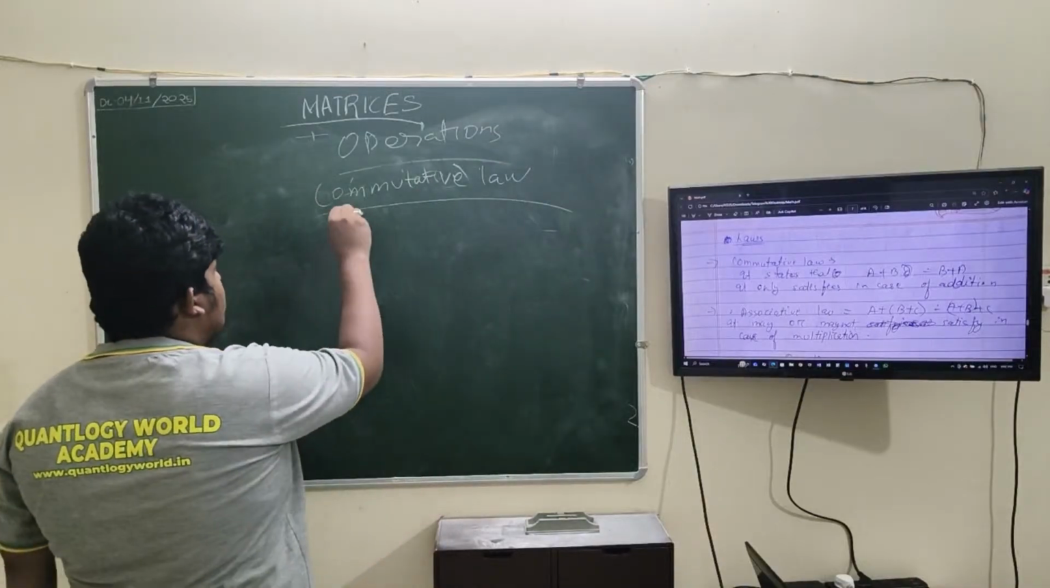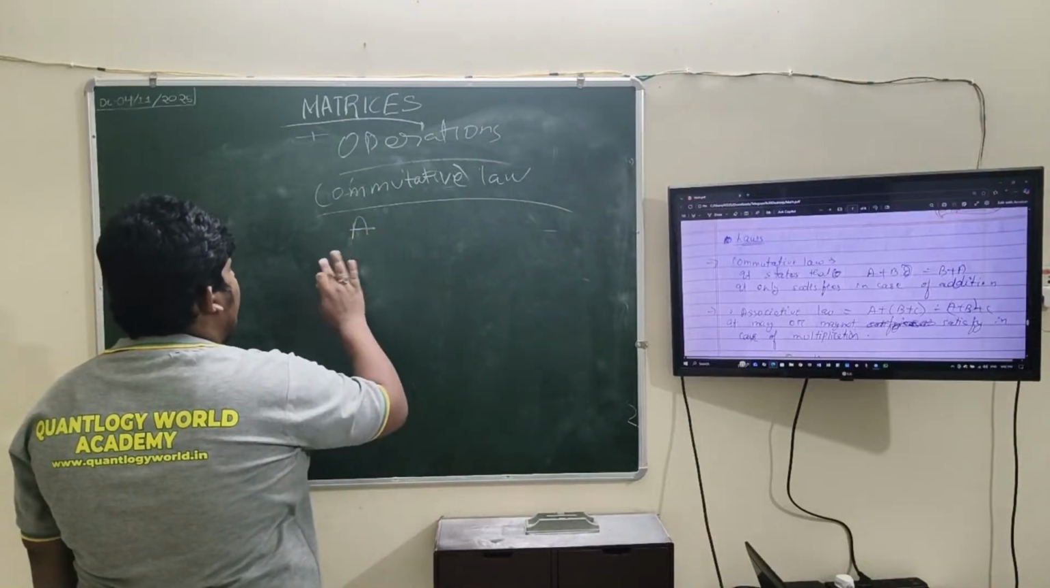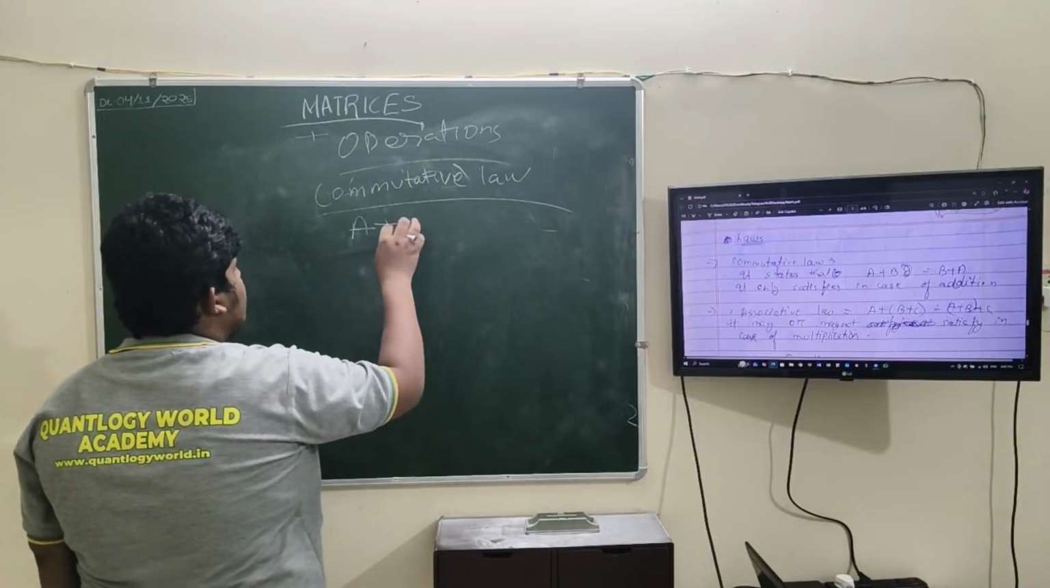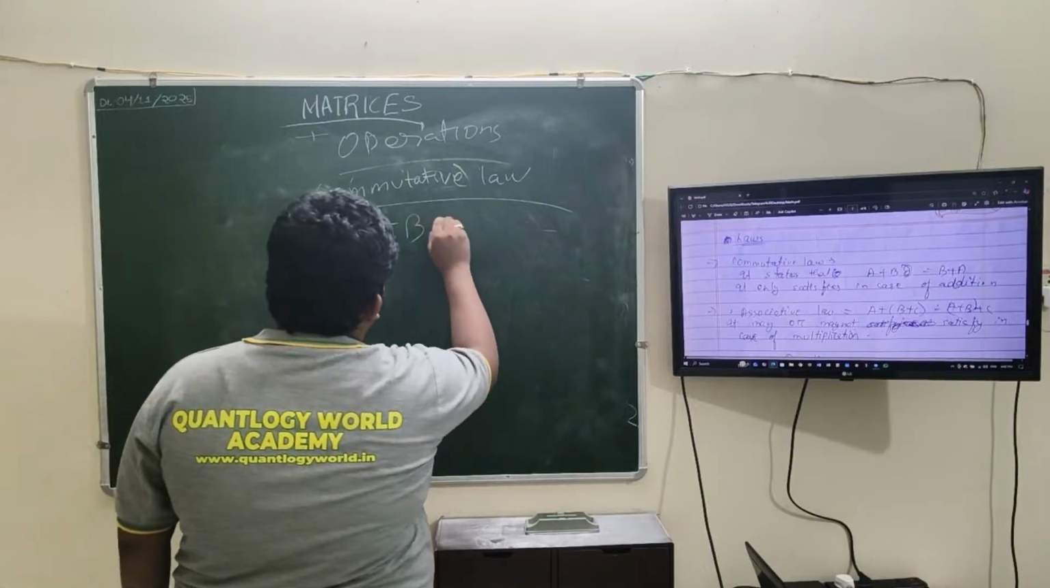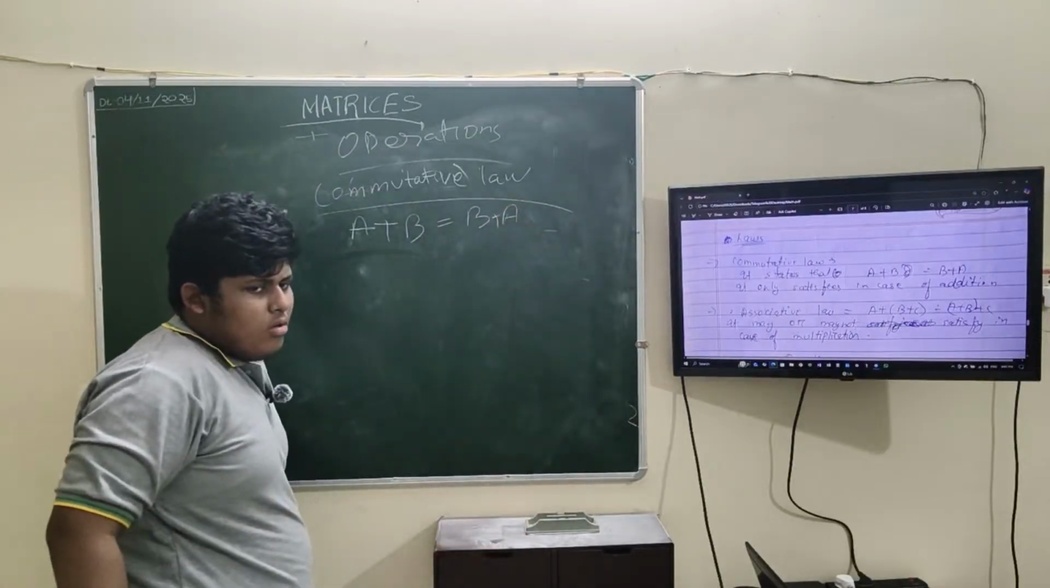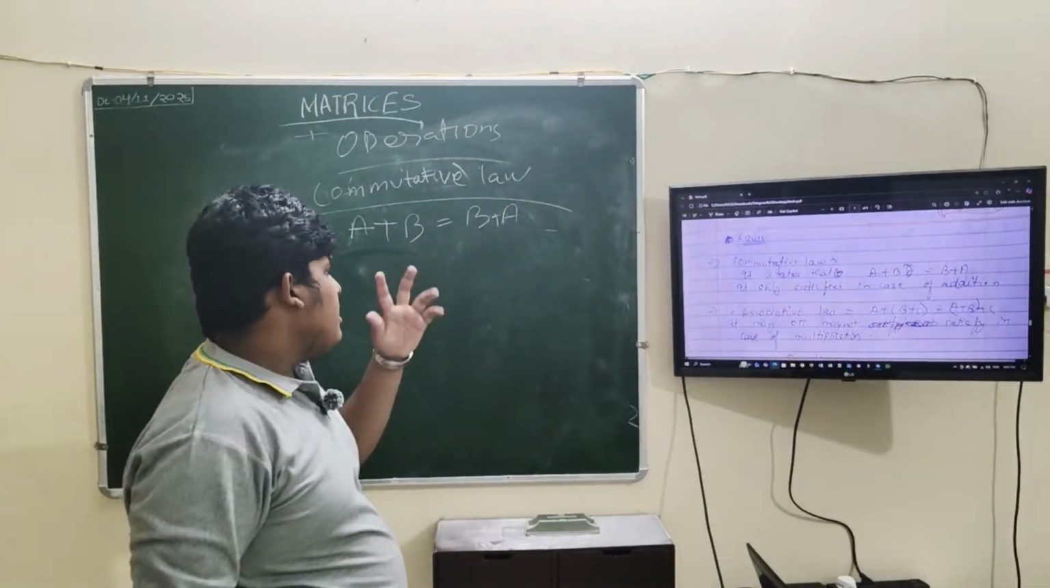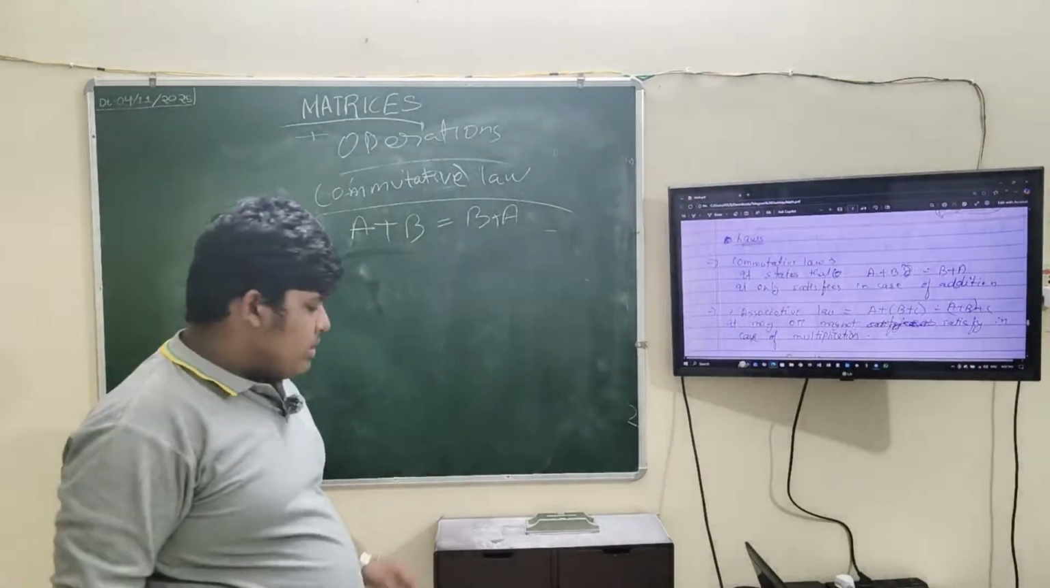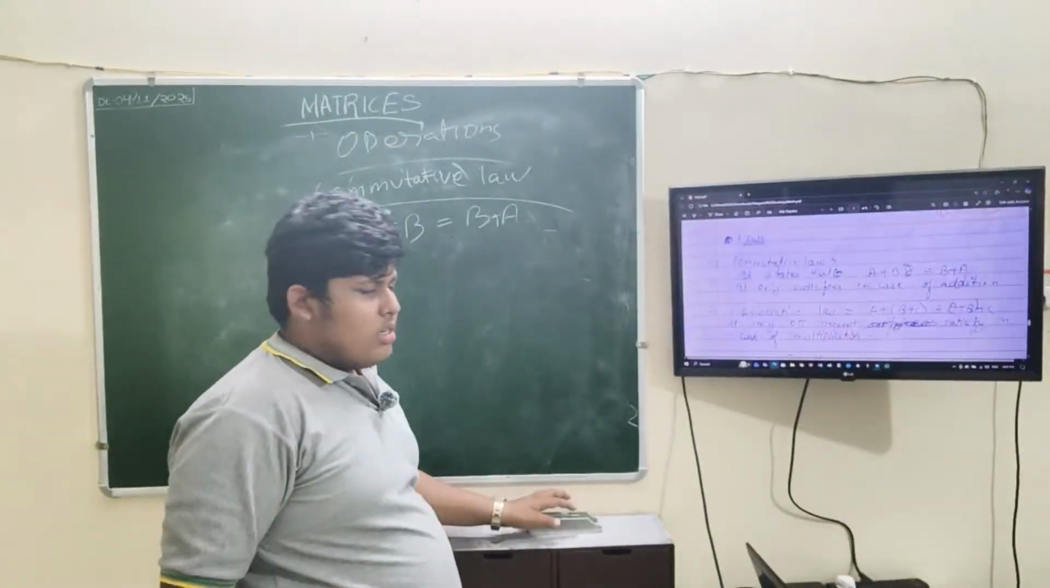First, the commutative law states that if there is a matrix named A and another matrix named B, then A plus B equals B plus A. This is the simplest law of matrices. We can say A plus B is equal to B plus A. We'll give an example and understand this.